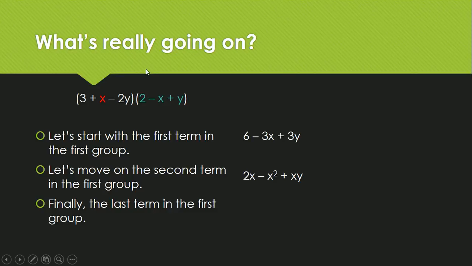And then we're going to move on to the last term in this group. We did all 3, or we did these 2. Now we're going to do the negative 2y. We got to remember that that sign goes with the 2y. So the negative 2y times the 2 gives us a negative 4y. Negative 2y and a negative x. We have a negative times a negative. We get a positive 2xy. And the last thing, the negative 2y and the positive y gives us a negative 2y squared.